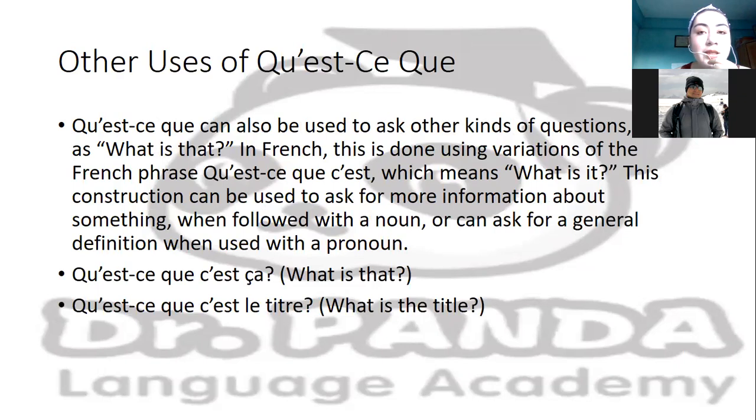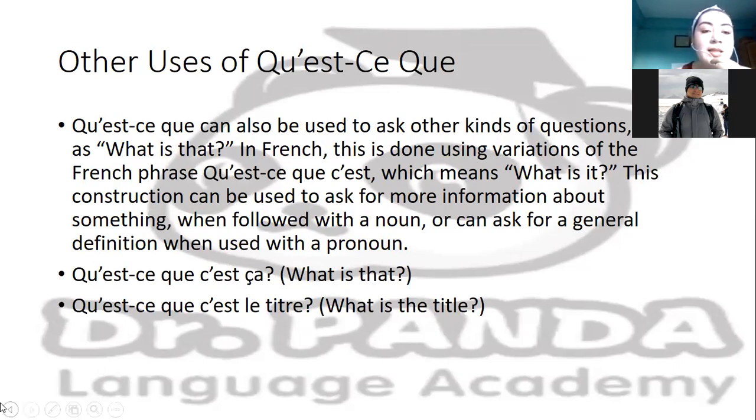Okay, other uses of Qu'est-ce que. Qu'est-ce que can also be used to ask other kinds of questions, such as what is that? In French, this is done using variations of the French phrase Qu'est-ce que c'est, which means what is it? This construction can be used to ask for more information about something when followed with a noun, or can ask for a general definition when used with a pronoun.